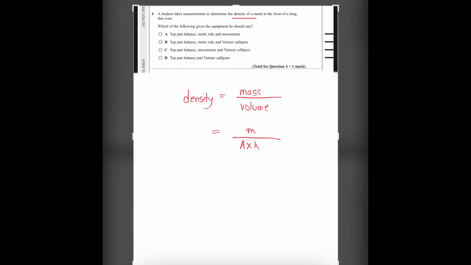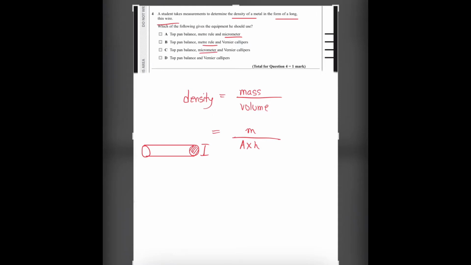Since this is in the form of a long thin wire, this should be a cylindrical shape like this, and it should have a cross-sectional area like this. To find the cross-sectional area, we need the radius, and to find the radius we need to determine the diameter. To find the diameter, we need a micrometer screw gauge. This is a micrometer, and this is a meter rule. So these are the instruments we need to find.